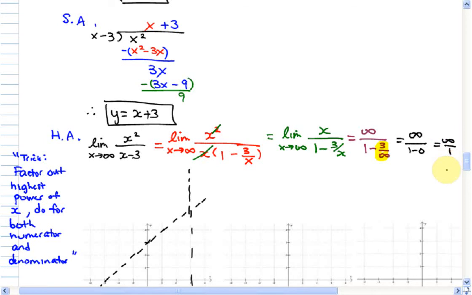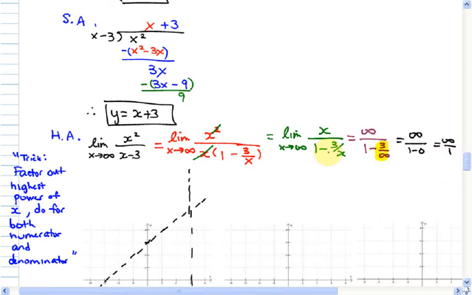Well, what does it mean when I say the limit as x approaches infinity is infinity? That means as I go further and further to the right, the graph goes further and further up towards infinity. Is there a horizontal asymptote then? Do you see a horizontal asymptote?